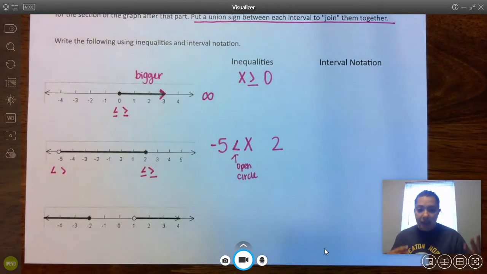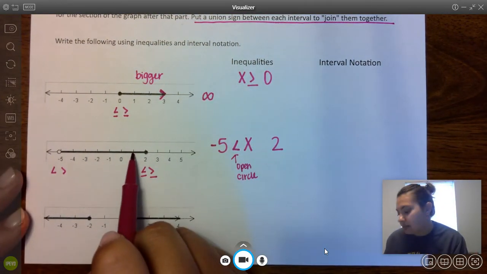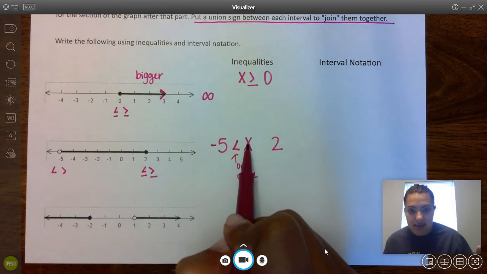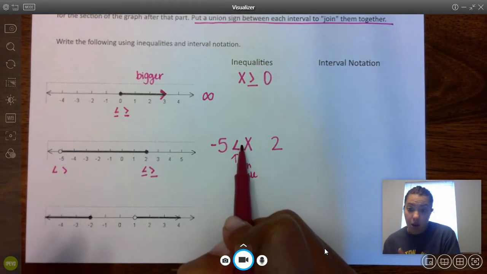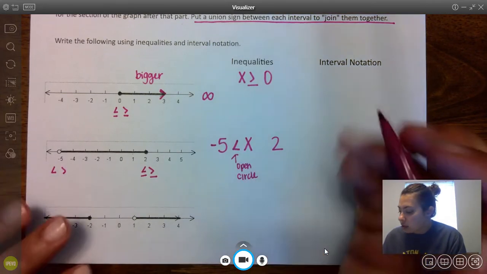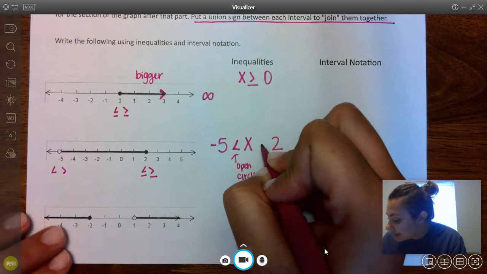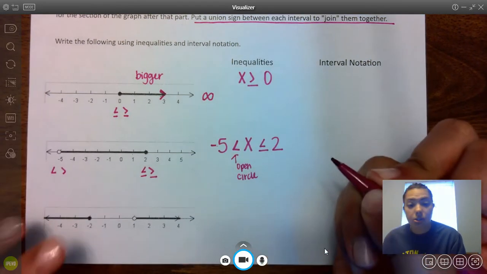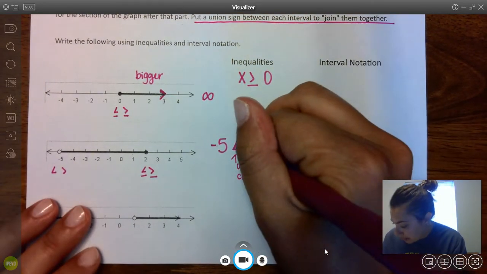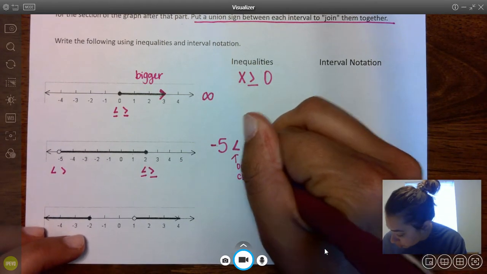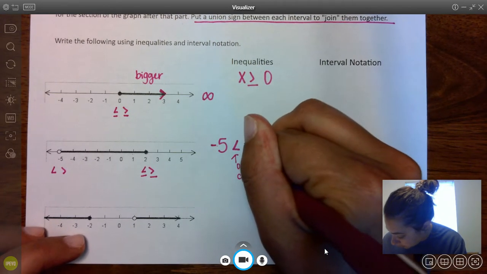Okay. And then if we keep working with this, let's say we substitute in 1, right? Well, if 1 is x, 1 is definitely smaller than 2. Right? So we would say -5 is less than x, which is less than or equal to 2. And we're using less than or equal to signs because of that closed circle.